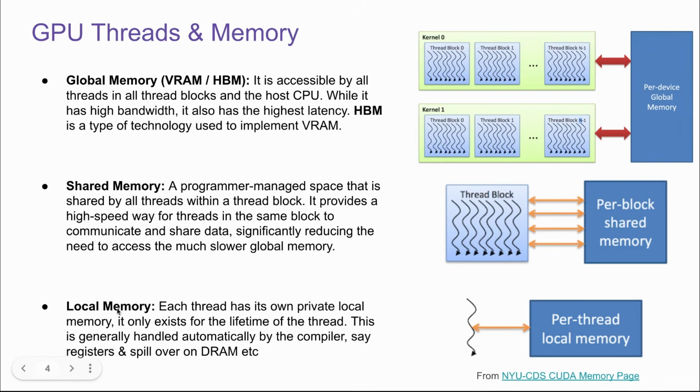The next concept is local memory. Each thread has its own private local memory. It only exists for the lifetime of the thread, and this is generally handled automatically by the compiler, say using registers, or if the registers are not enough, it will spill over to DRAM.